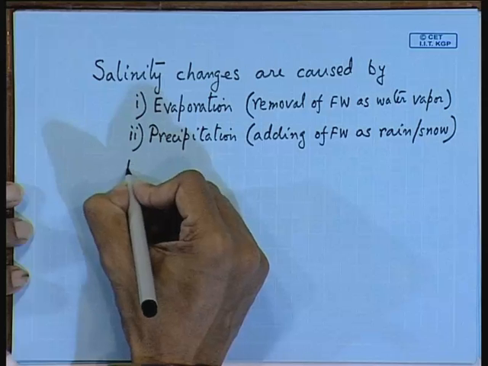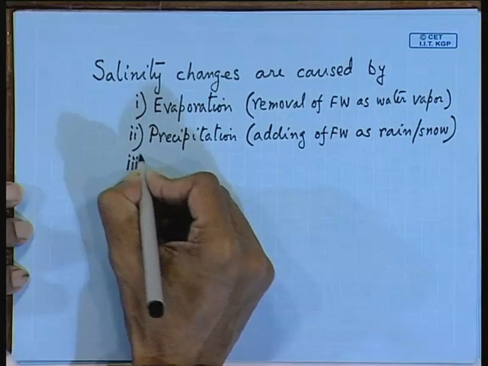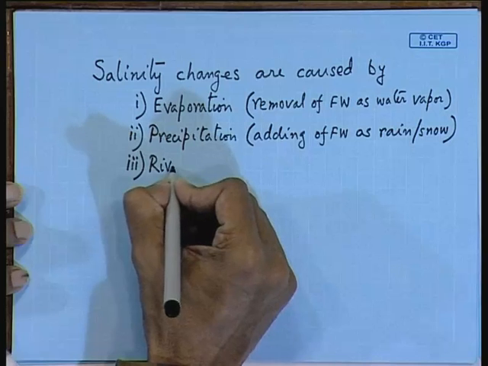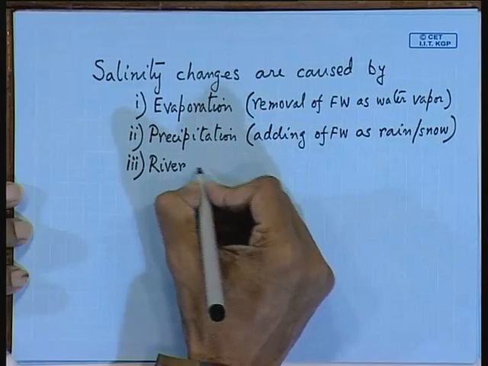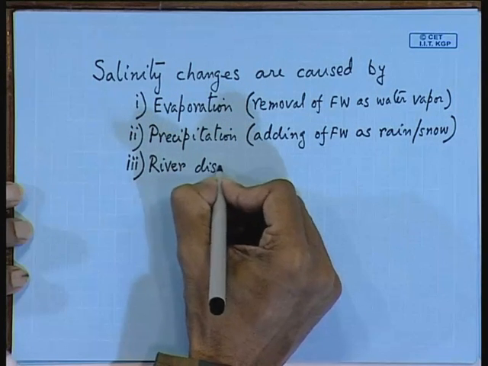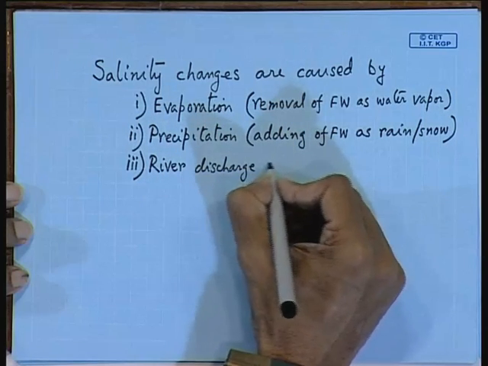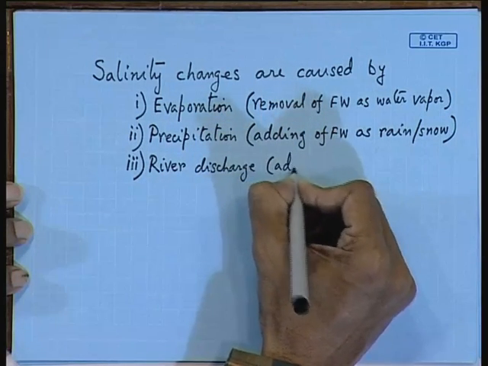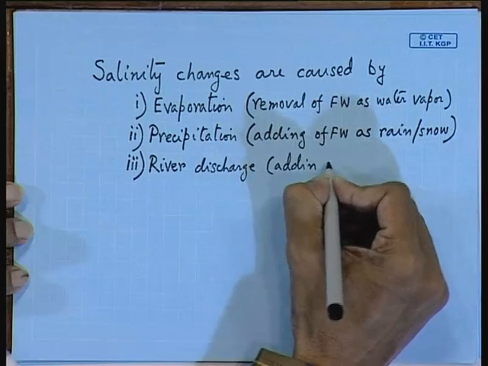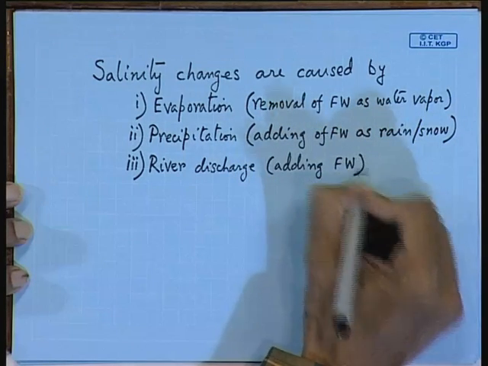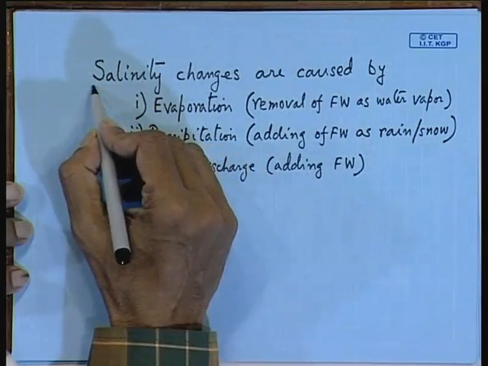The last process, number three, is river discharge. So, this also is an addition of fresh water. So, these are the three primary causes of salinity changes in the ocean.